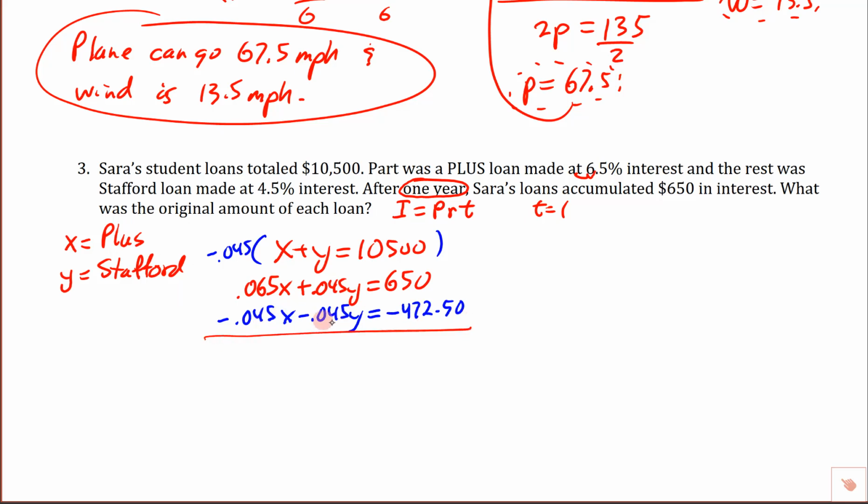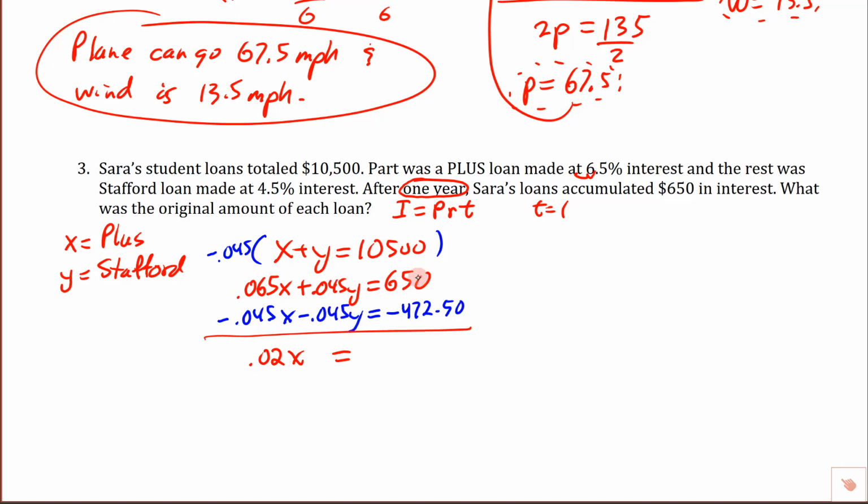So again, this is a copy of that original equation. We've just got a multiple there. So this is going to be 0.065 minus 0.045. So that's going to be 0.02. And if you stop and think about it, we're really finding the difference between these two interest rates. 6.5% minus 4.5% would be 2%. So this is going to be 0.02x. Those go away. We don't have any y's anymore.